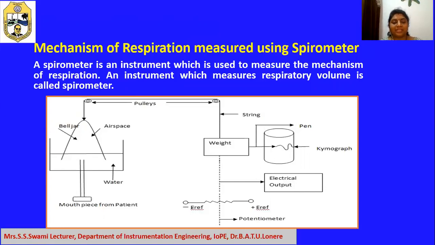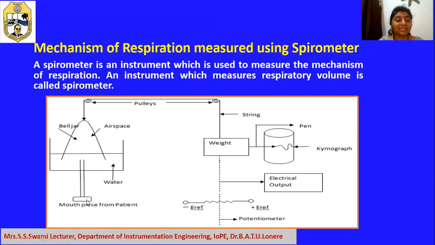This figure shows the spirometer. It consists of various parts: the mouthpiece, and a water tank in which water is placed. This is the inverted bell jar, which is coupled by a thread to the weight by using these two pulleys. This weight is connected to the pen, which writes on the graph paper, and this is the chemograph, which shows the respiratory patterns for inhaling and exhaling, and at the same time it gives the electrical output for the respiration.